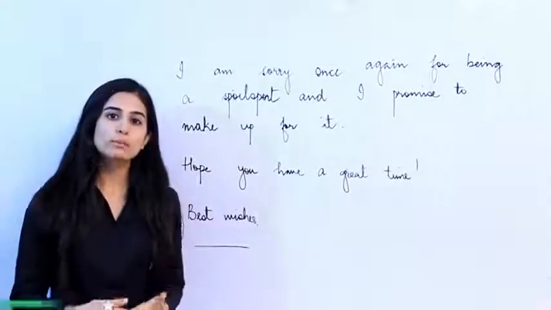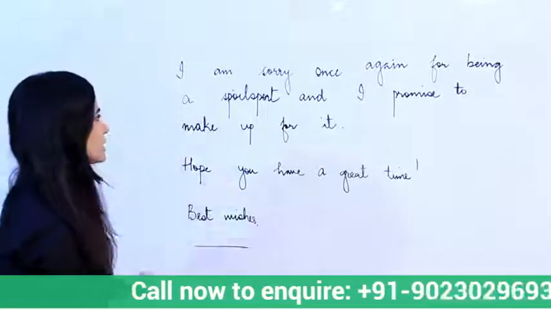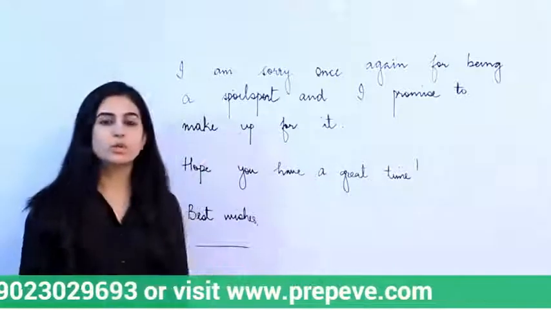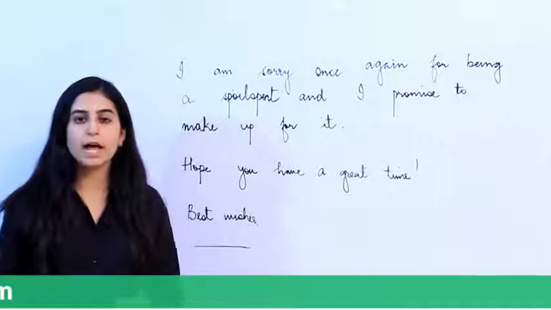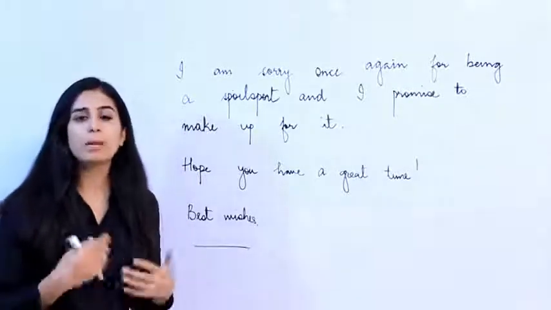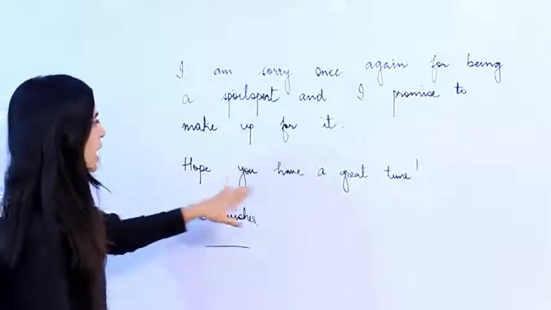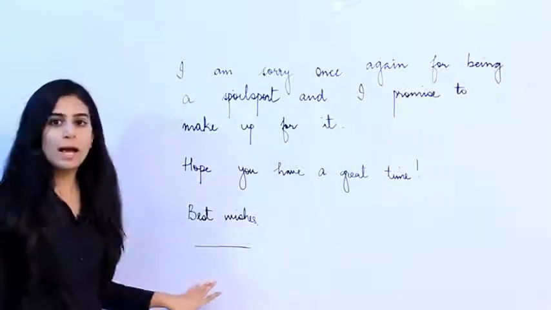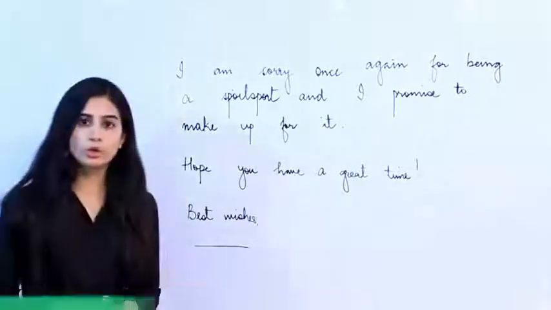Having addressed all the bullet points, let's conclude our letter. I am sorry once again for being a spoiled sport, and I promise to make up for it. So finally in the end you're apologizing once again to your friend and you're promising him that you'll make up for the missed plan and you'll plan a better outing soon. Hope you have a great time. Best wishes, and you write your own name. Okay? So this is how you have to conclude your letter.